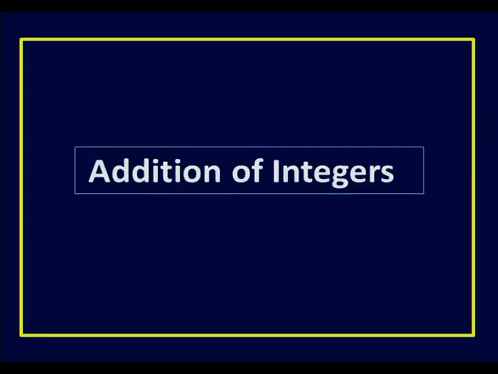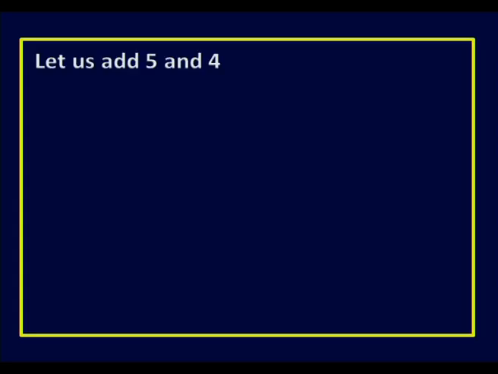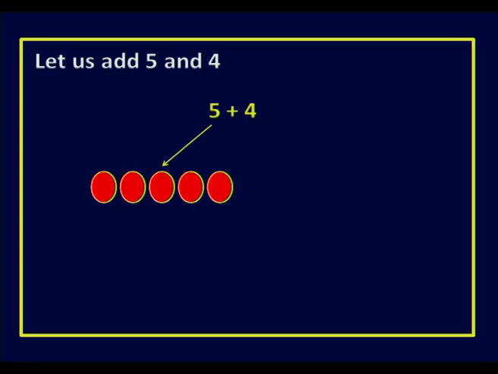Now, let us learn about addition of these integers. So, let us take a first example. We are going to add 5 and 4 and notice children here 5 and 4 both are positive integers. Now, 5 plus 4. Now, since we have +5, it is denoted by 5 red coins, isn't it children? Then similarly, we have +4, again it is a positive integer. So, what do we represent children? Yes, we represent it as 4 red coins.